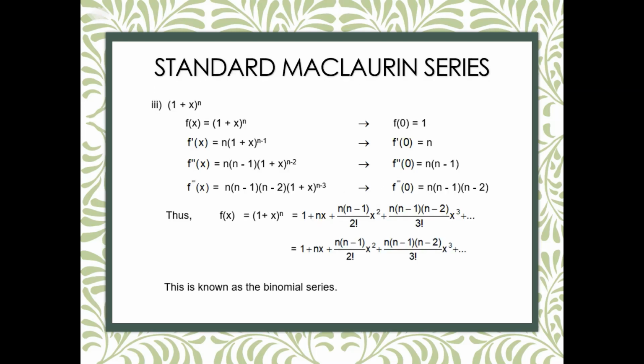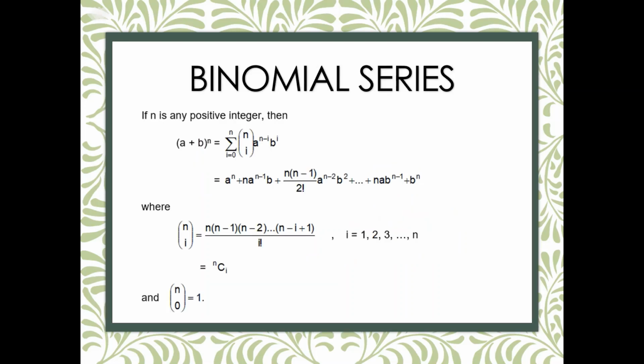If you recall, binomial series refers to the Maclaurin series of the function (1 plus x) to the power of n. Generally, binomial series for the function (a plus b) to the power of n, where n is a positive power, is represented as follows. (a plus b)^n is equal to the sum of (n choose i) multiplied with a to the power of (n minus i) multiplied with b to the power of i, for i equal to 0 until n.